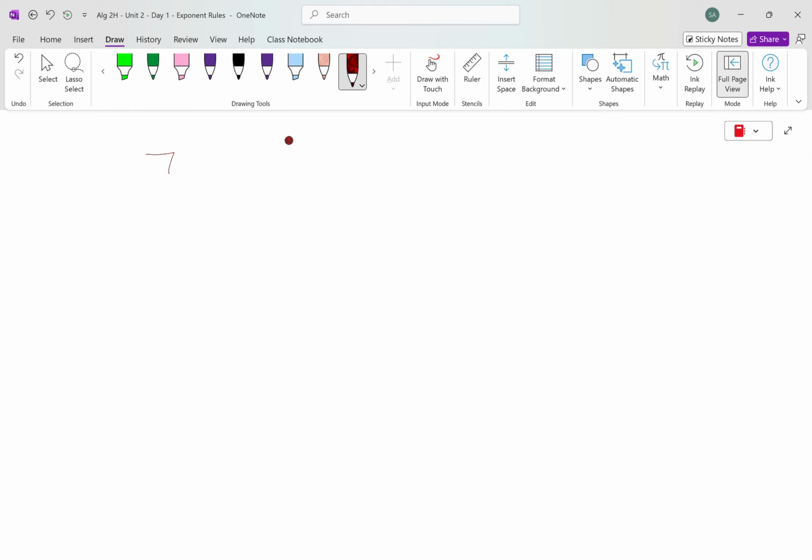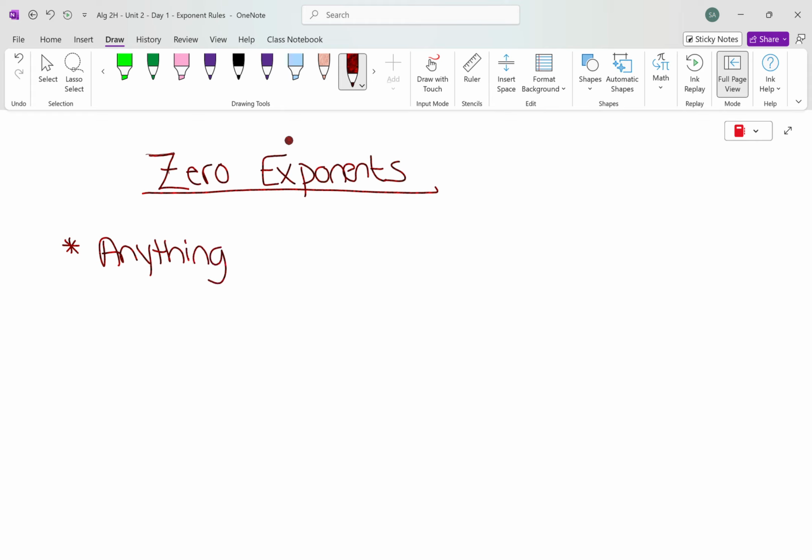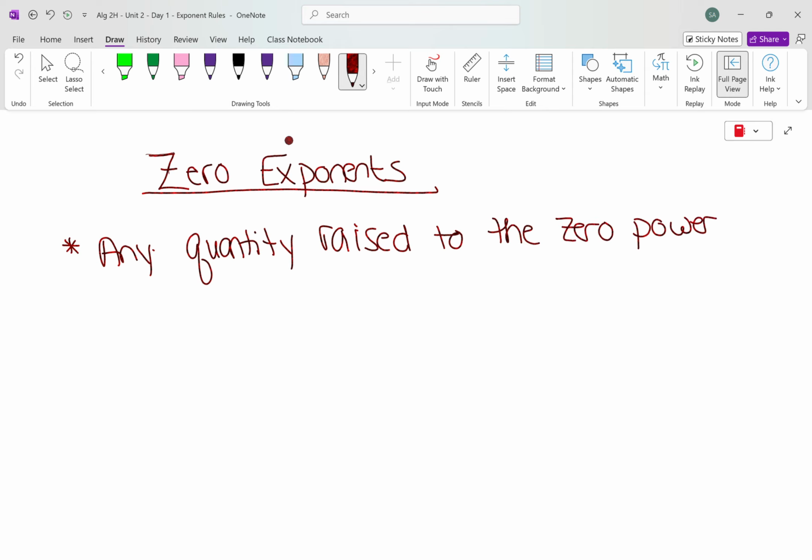Okay. Let's talk about 0 exponents. Any quantity raised to the 0 power is always what? Anybody remember?